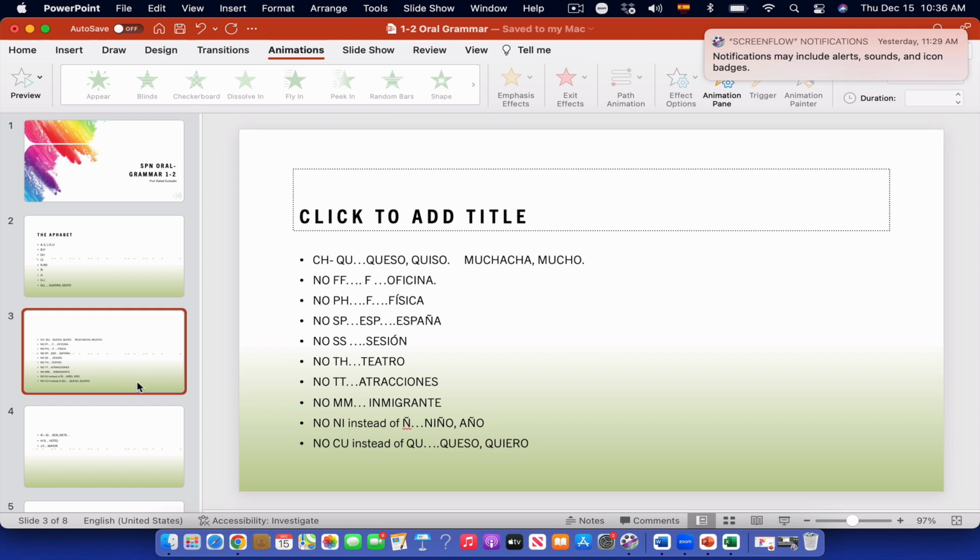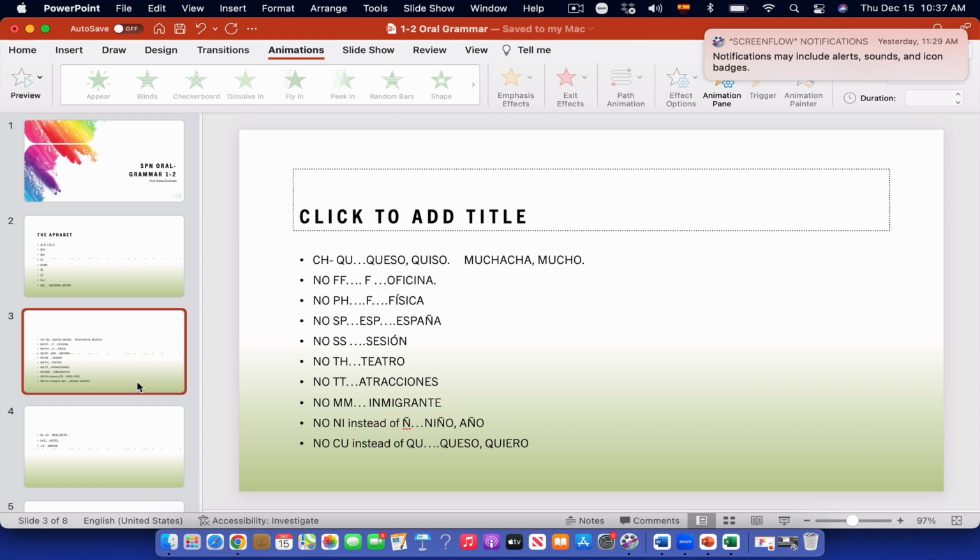We have no TT. Attractions in Spanish is going to be atracciones, so it's only one T. And then we have the combination MM in English, that in Spanish is NM, so it's going to be inmigrante. So immigrant in Spanish, you have to write it with NM. And as I said before, if you have to write the Ñ sound that you don't have in English, do not write NI because it looks like that. So it has to be niño, N-I-Ñ-O, or año, A-Ñ-O.